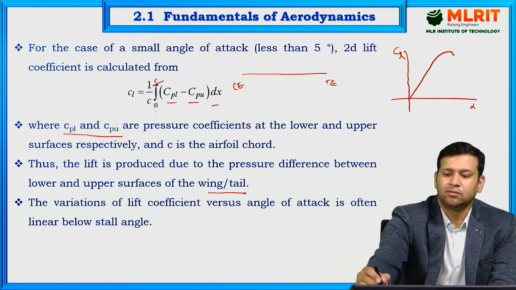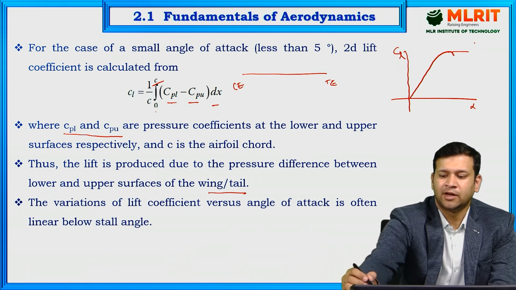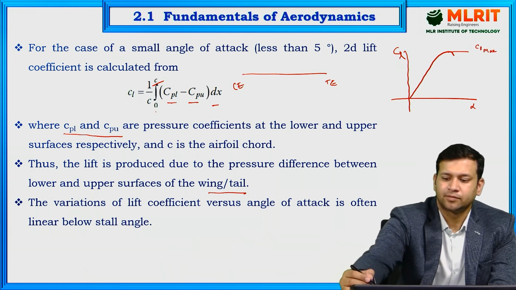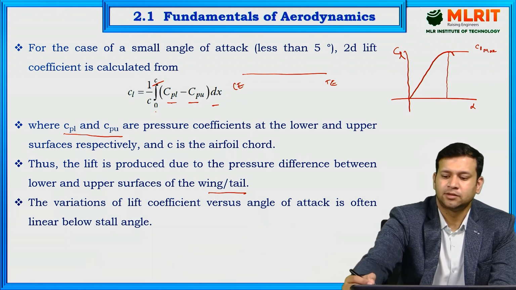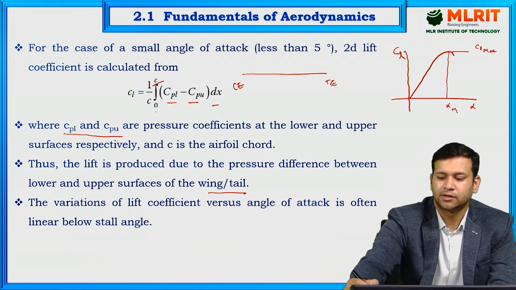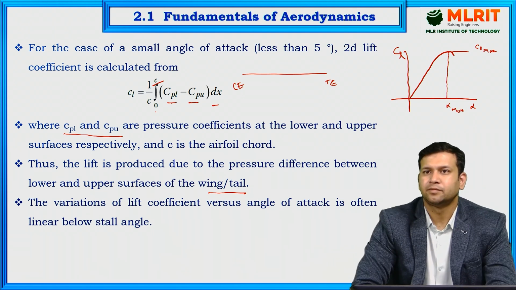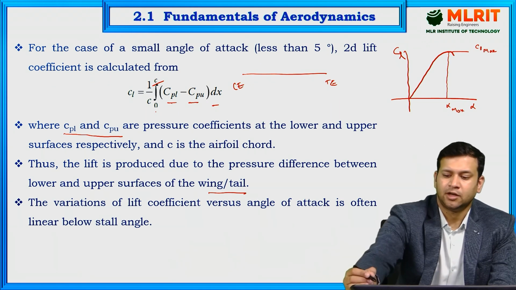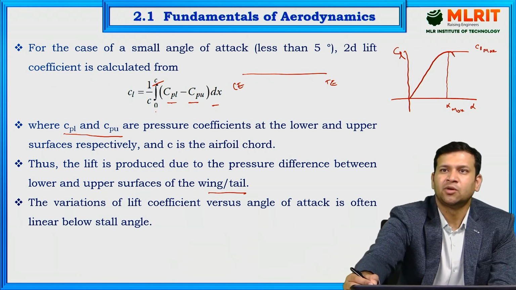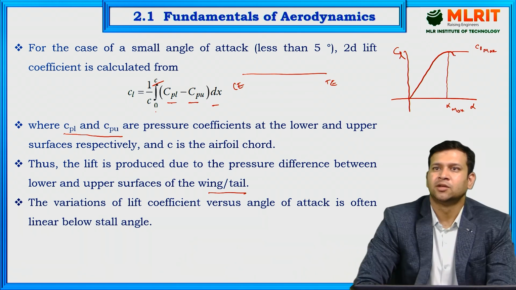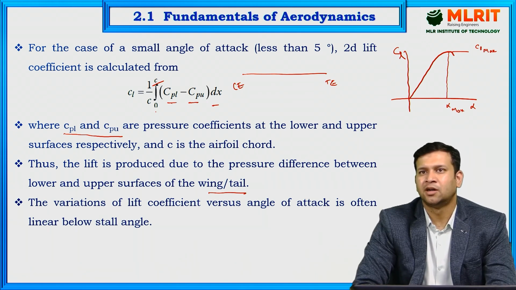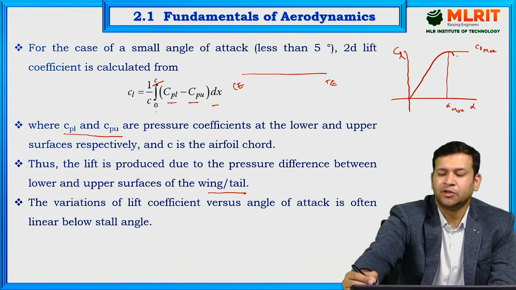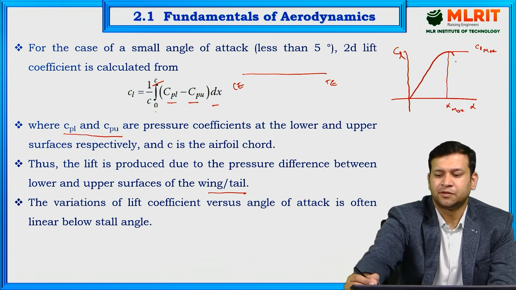This point is called CL max, the maximum lift, and here it is alpha max. It is the point where we have the maximum CL, and after this the curve is dipping down. So this is stalling. Stalling is defined as a drop in the CL after attaining maximum lift. So this is the stall angle.